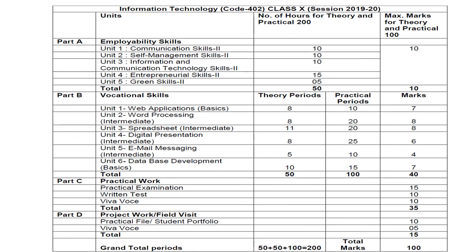That means you have to appear for the board exam for 50 marks, and the remaining 50 marks are for practicals. Based on the projects you have submitted, the viva and the written test, the remaining 50 marks of practicals will be given to you. So this is about your syllabus and your marking scheme for the session 2021. I hope you all understand. Thank you.